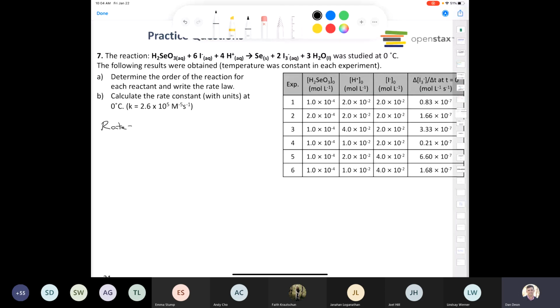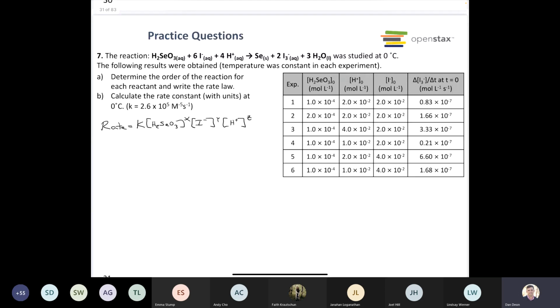The rate here is going to be equal to the rate constant times the concentration of H2SeO3 to the power of x, times the concentration of I minus to the y, times the concentration of H plus to the power of z. And you can use all this experimental data, and Brogan, trust me, there's enough data in here to solve for each one of these exponents. And again, I have the solutions to this problem posted on Canvas.